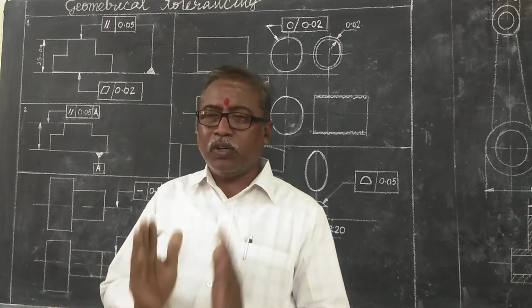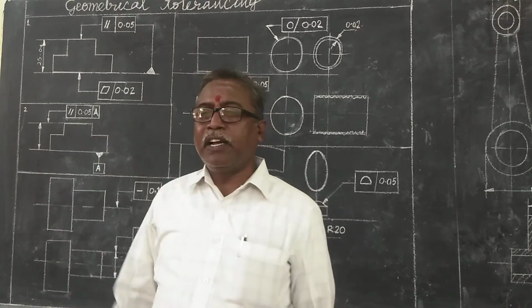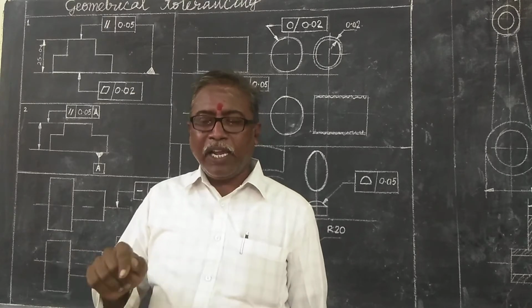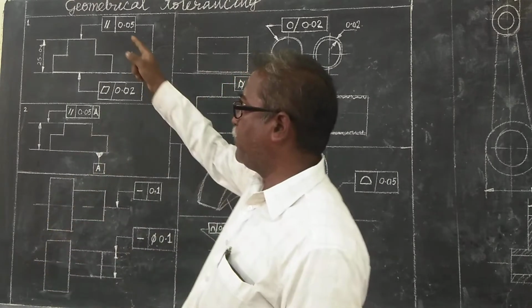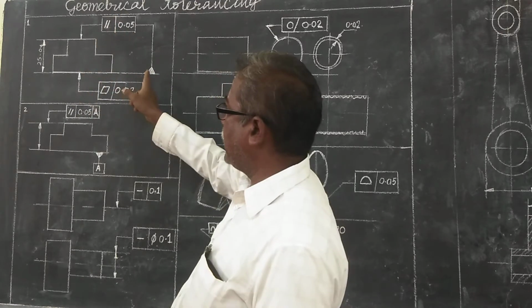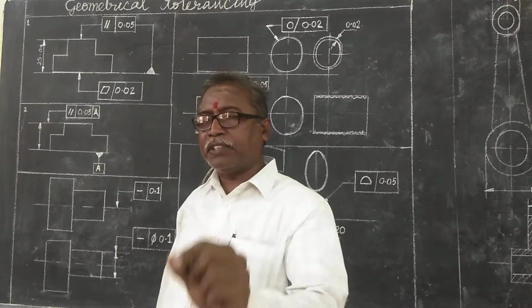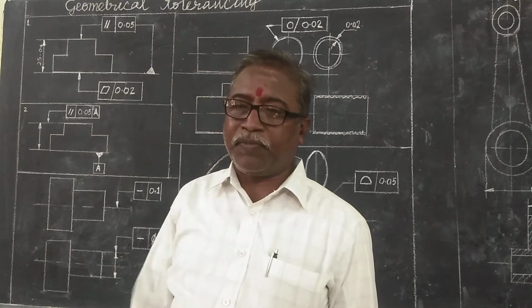So whenever you are drawing these symbols and dimensions, be careful while giving the block and frame, everything. The block is given, the frame is given, the symbol is given, the variation is given, and the triangle is given. Whenever you take a surface as a reference, we can call it a datum surface.